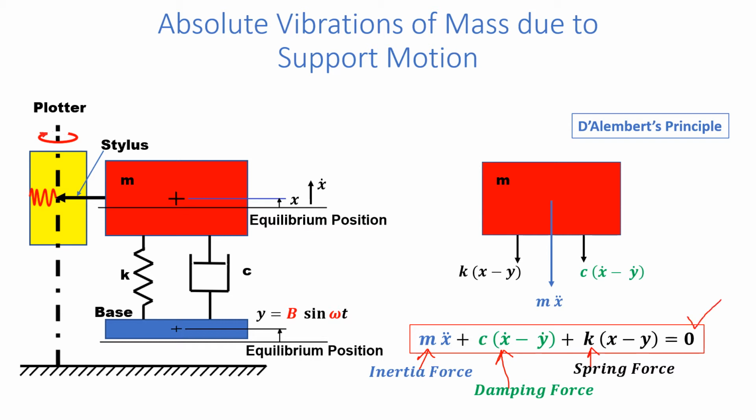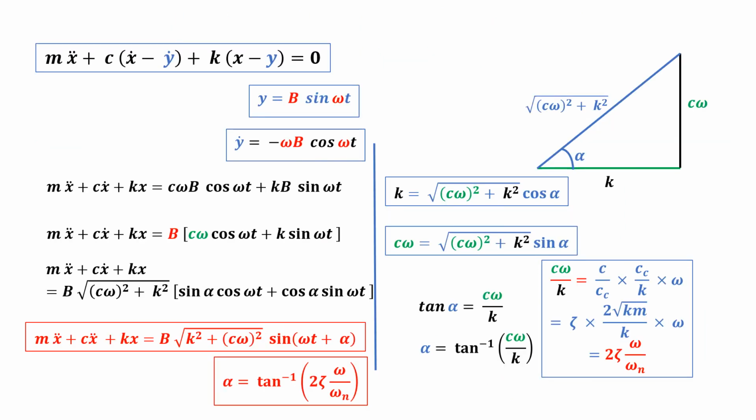So this is the differential equation of motion of x with time t, which is to be solved to find out the relation for x. Now we have derived the differential equation m x double dot plus c (x dot minus y dot) plus k (x minus y) is 0.